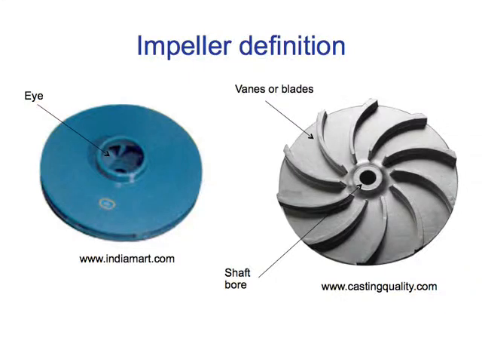An impeller is the rotating component of a centrifugal pump that accelerates the fluid inside the pump. The velocity gained by the fluid is transformed later into pressure as the fluid leaves the pump.